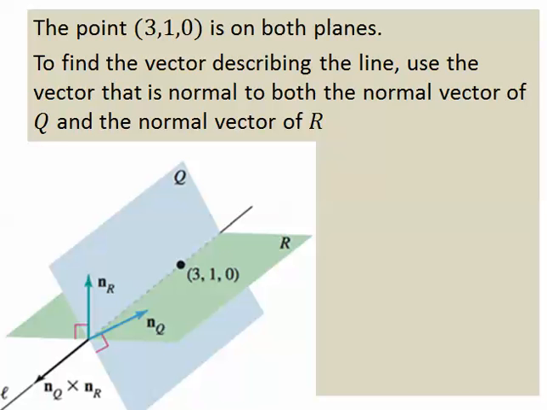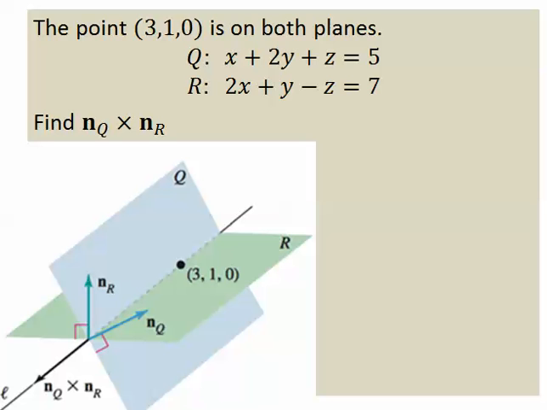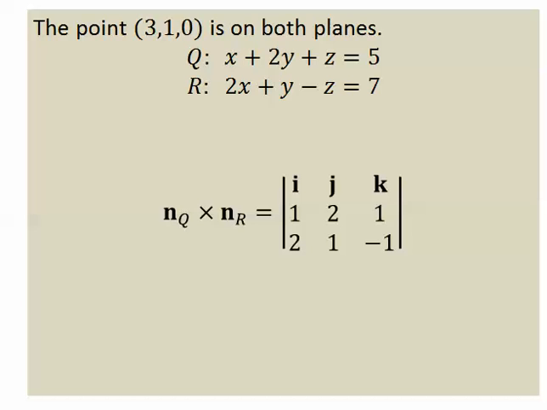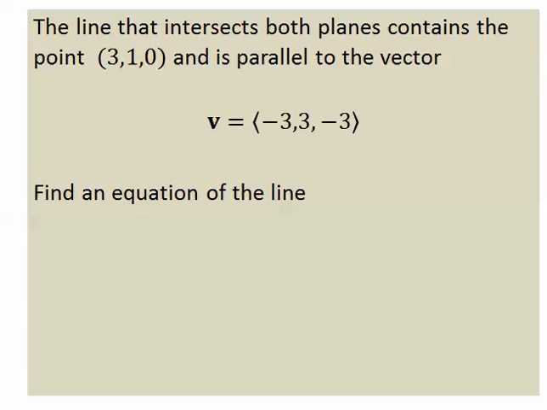To find the vector describing the line, use the vector that is normal to both the normal vector of Q and the normal vector of R. So we're looking for the cross product of these two vectors that are normal to their planes. Set up my cross product, take the determinant. The line that intersects both planes contains the point 3, 1, 0 and is parallel to this vector.